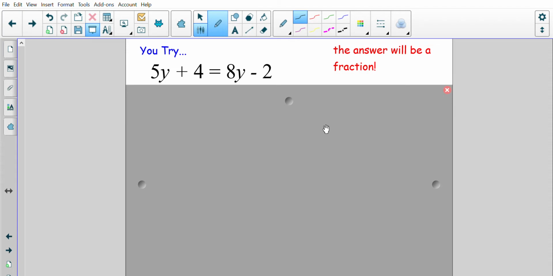Right, I'd like you to have a go at this one. The answer is going to come out as a fraction, but we worked with those last lesson, so that should be okay. So pause the video, have a go at it, and then you can start the video again and compare your solution.